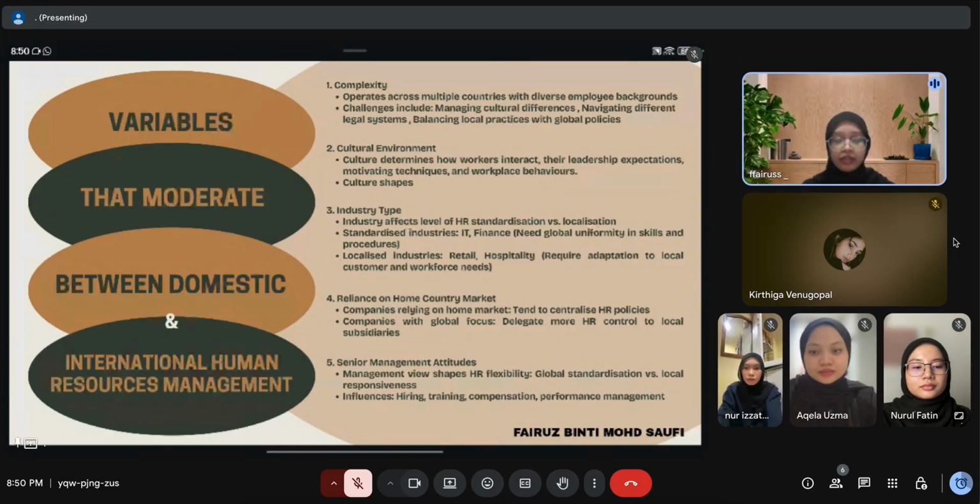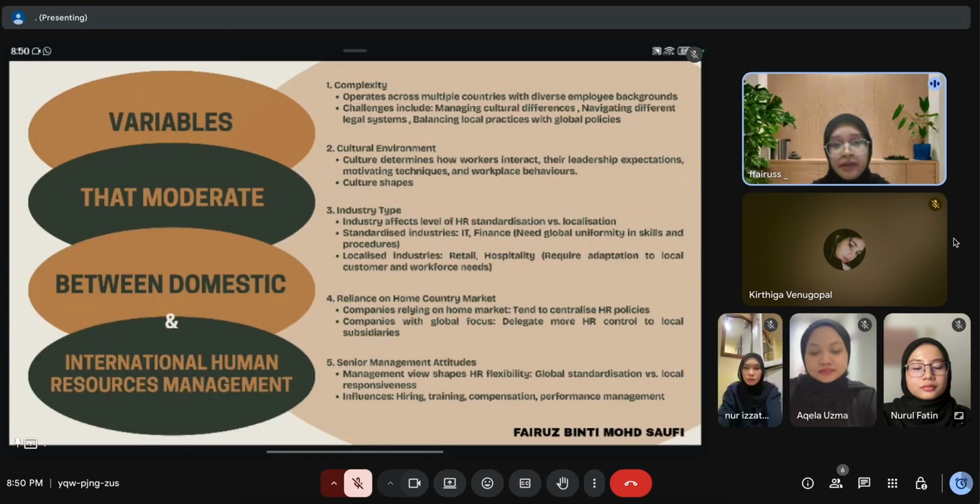So for the impact, it will affect decisions on recruitment, training, compensation, and scheduling. For example, Nestle Malaysia adopts a globally integrated yet locally responsive approach, such as offering halal meals for employees and recognizing local public holidays in work schedules.